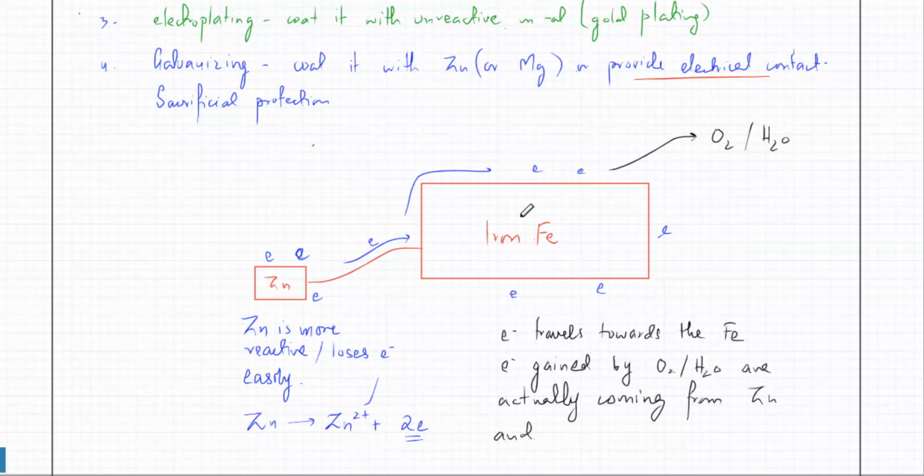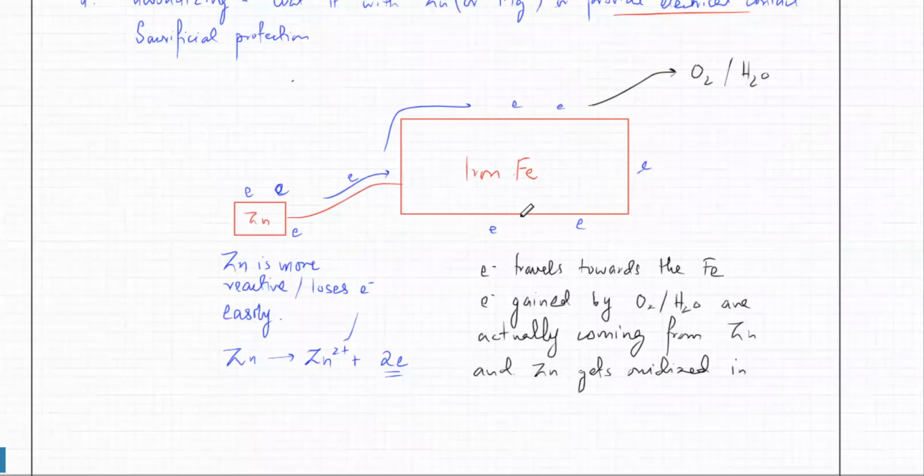So electrons gained by oxygen or water are actually coming from zinc, and zinc gets oxidized in preference to iron. So is this clear? This one? Was that clear, Saneem, Amna? Yes, sir. Yes, sir.